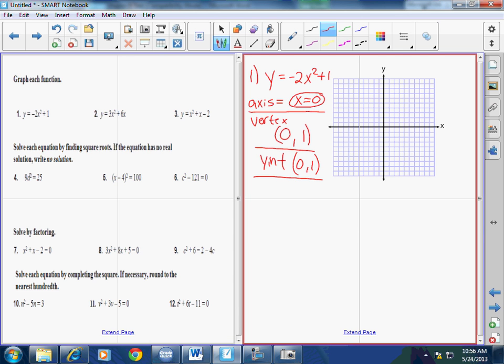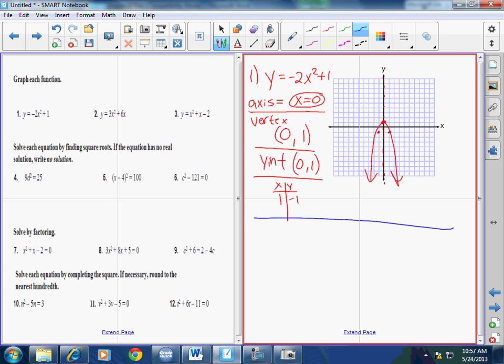When the vertex and the y-intercept are the same, you must make a table and just choose one value. I chose x as 1. When x is 1, 1 squared is 1. 1 times negative 2 is negative 2, plus 1 is negative 1. So (0, 1) is my vertex. My axis is x equals 0. My y-intercept is (0, 1). (1, negative 1). Then the mirror image over here on this side. And then boom, you're done. Not so difficult if you follow directions.